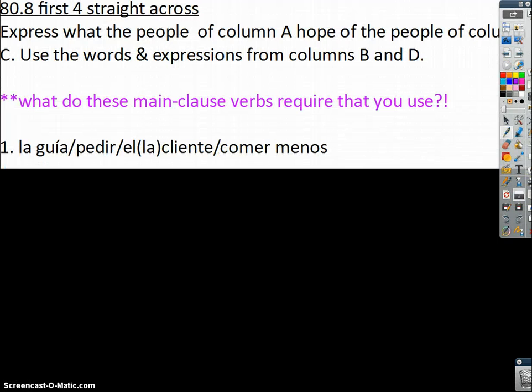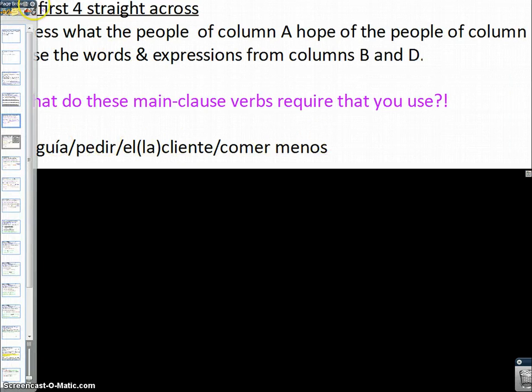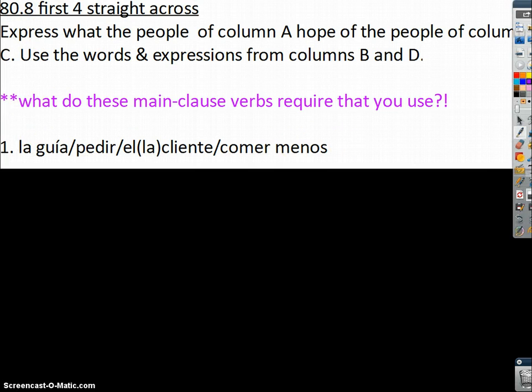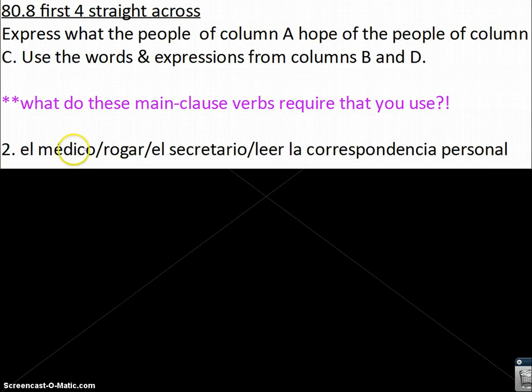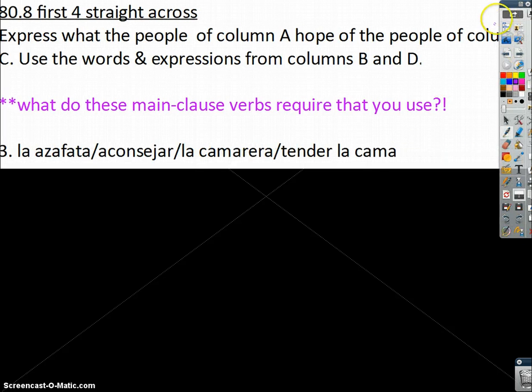Sentence number 1, here's the information you're working with to make your sentence. Sentence number 2, here's the information to write your sentence. 3, all the verbs you need.